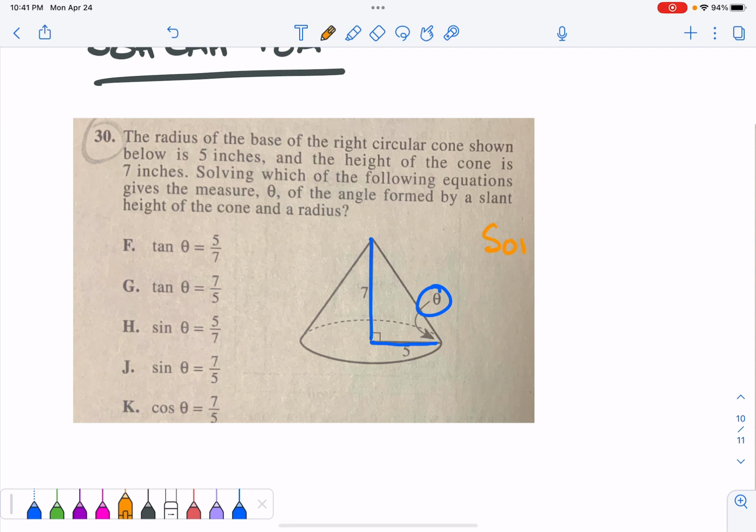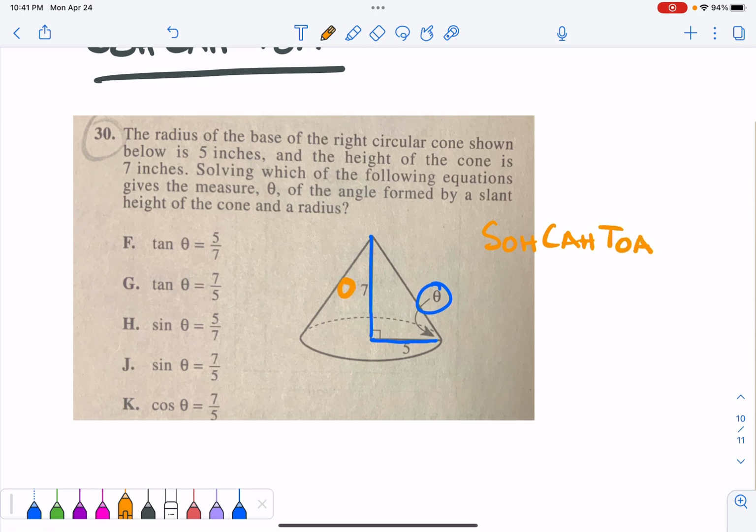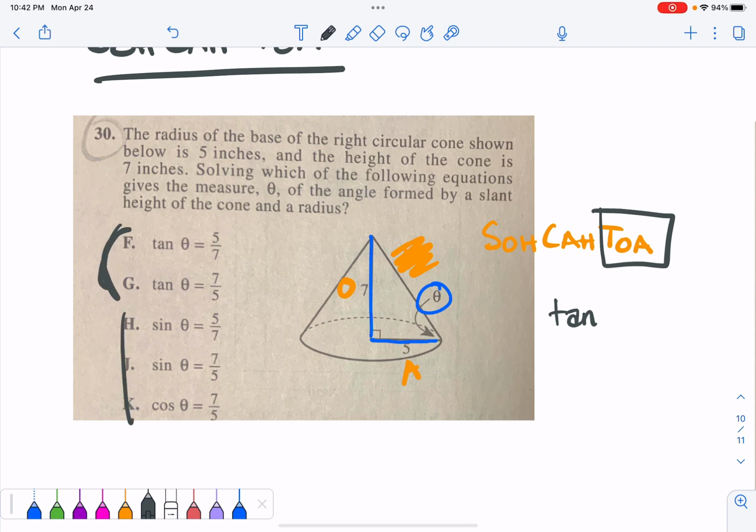So SOH, CAH, TOA. Let's find what we have and what we need. 7 is opposite of theta. 5 is the adjacent side. The hypotenuse is here, but we don't need the hypotenuse because we don't know anything about it. So we have opposite and adjacent, and that's going to be tangent. Now I'm going to write down tangent because we have 2 options. It's either going to be F or G. It's not going to be any one of these because we've decided that it was tangent.